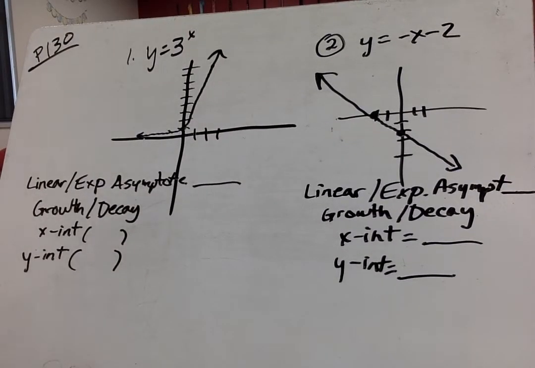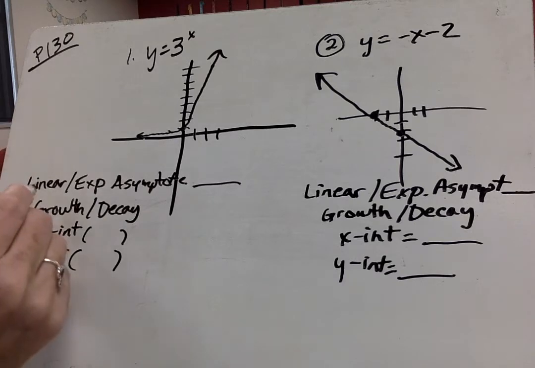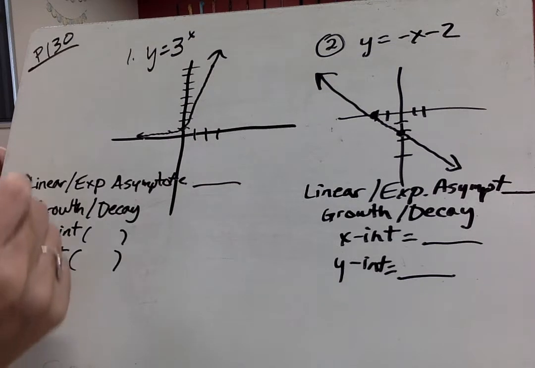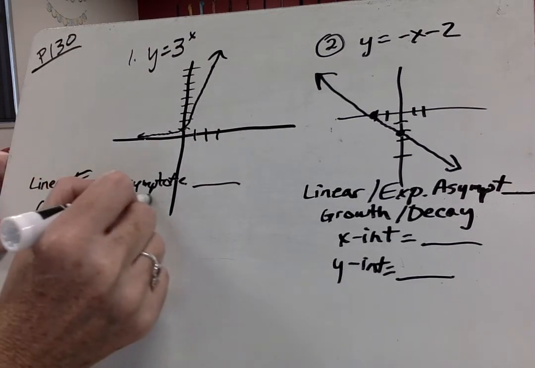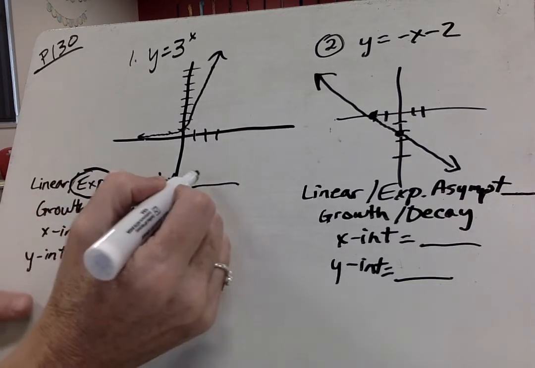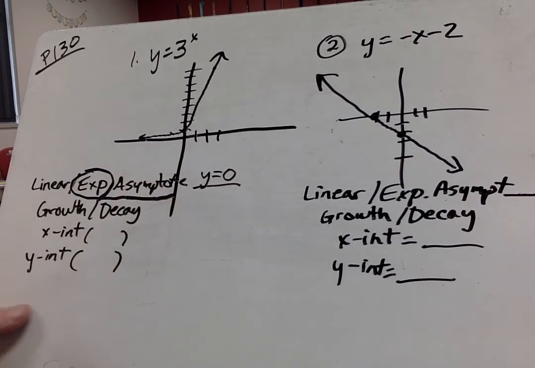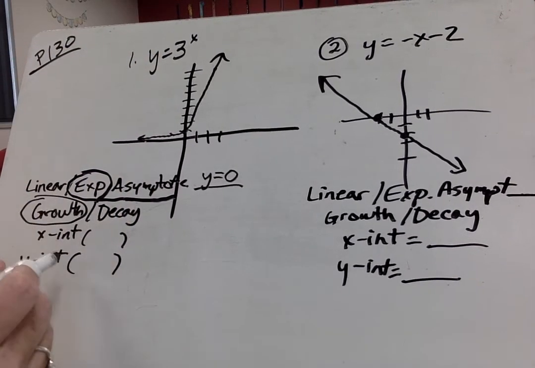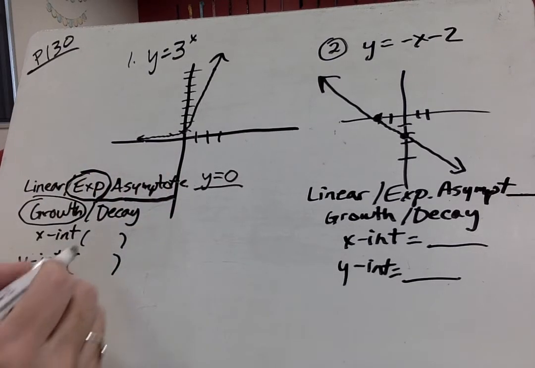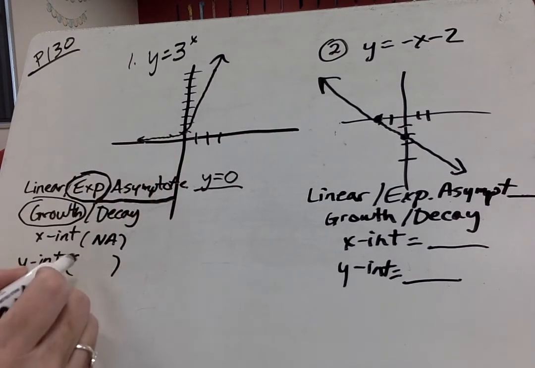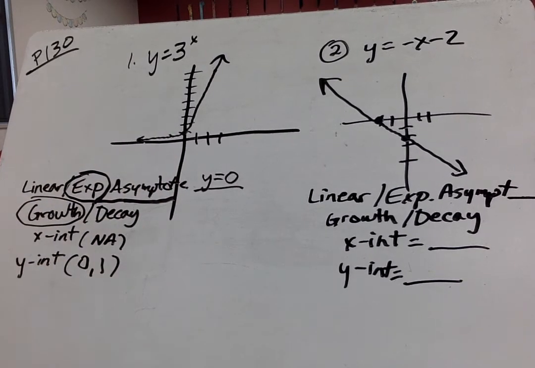Okay, so y equals 3 to the x. Is it linear or exponential? It's a curve, so it can't be linear. Linear is straight. So it has to be exponential, and the asymptote is at y equals 0, it will never cross. Okay, is it a growth or decay? Well, it's going up, so it's got to be a growth. X-intercept, it will never cross the x-axis. Y-intercept, where does it cross? At 0, 1. Okay?